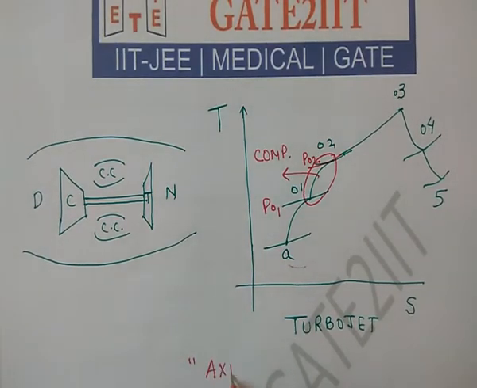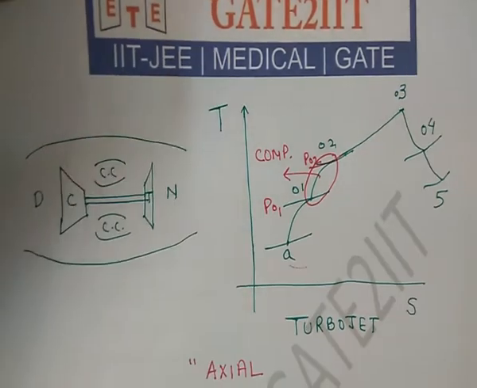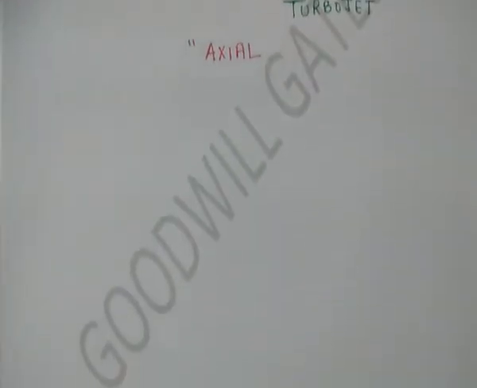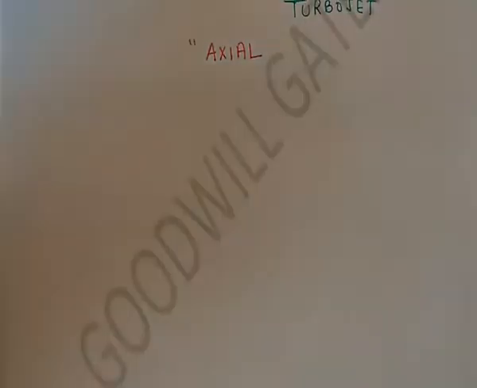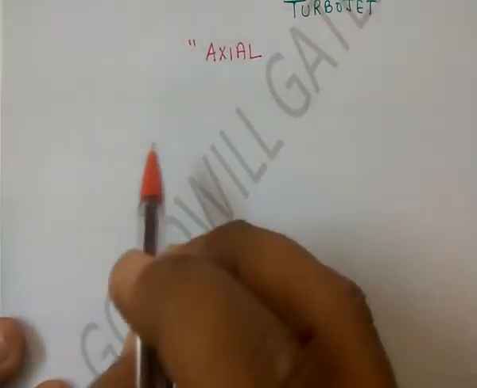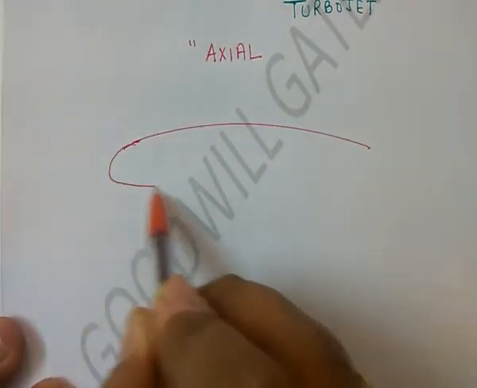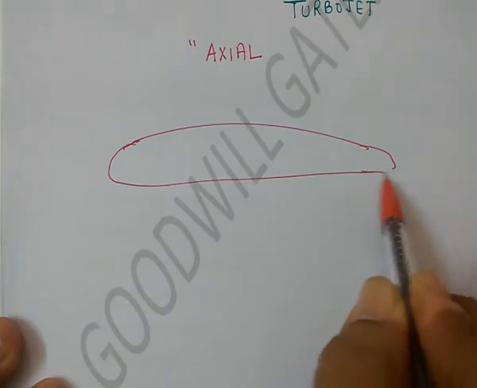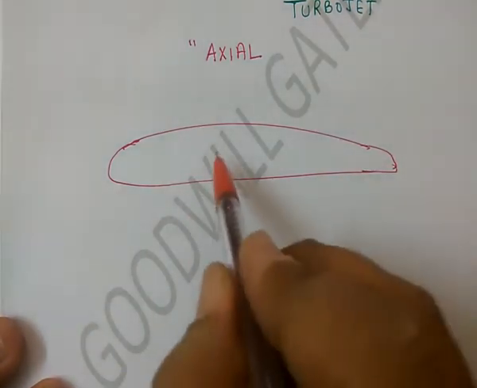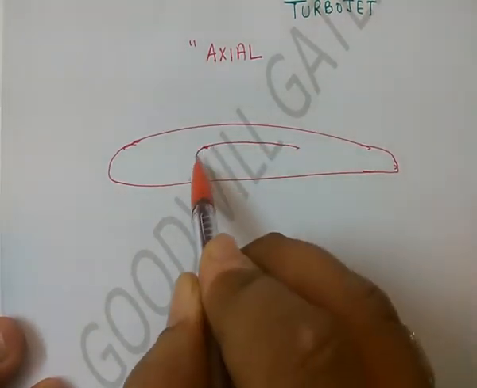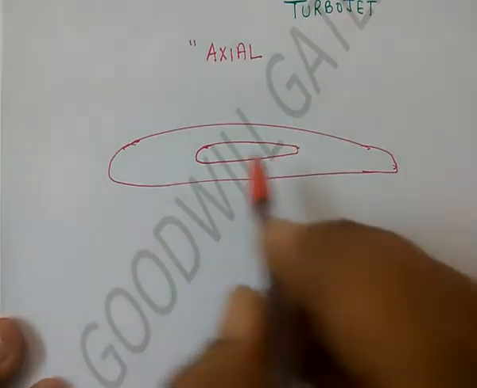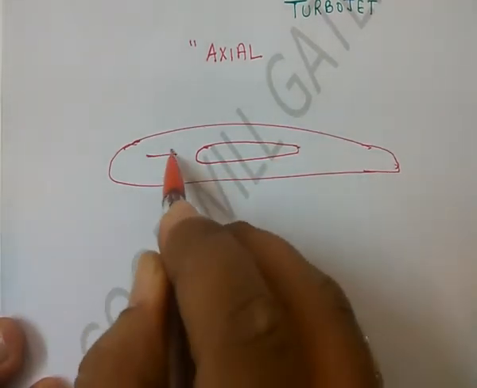Axial. So what do you mean by axial? When I say axial, axial means your flow is moving in the axial direction only. So if this is your aircraft, and let's say I'm drawing a very bad diagram of it, and you're installing your engine somewhere here, then this is the axial direction we have.